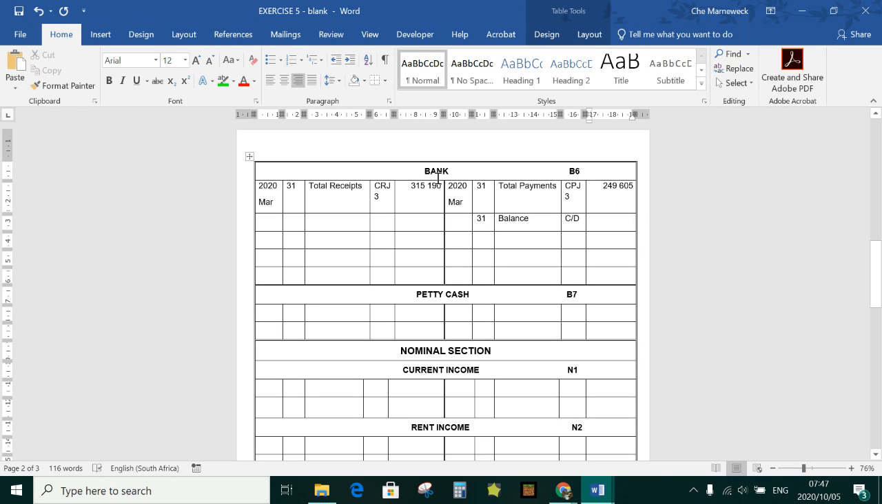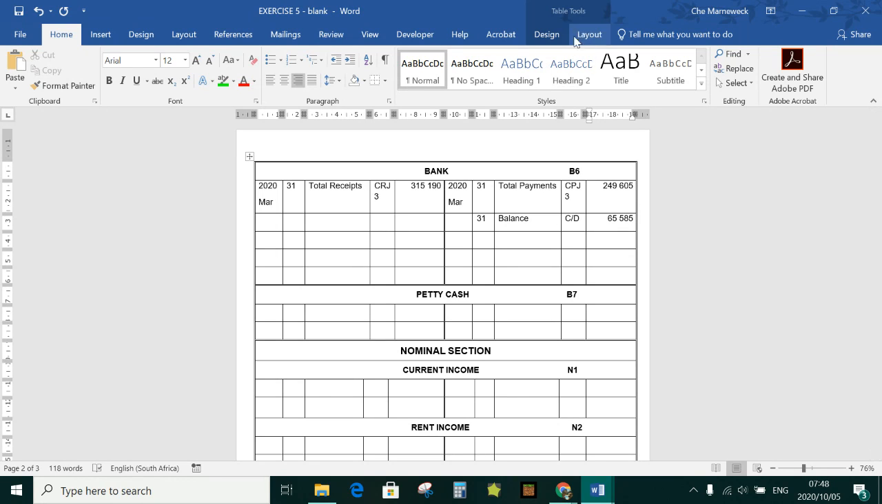If I received 315,190 Rand, and I spent 249,605 Rand, how much money is left in my bank account? So 315,190 minus 249,605, and we get 65,585. That's how much money is left in my bank account at the end of the month.